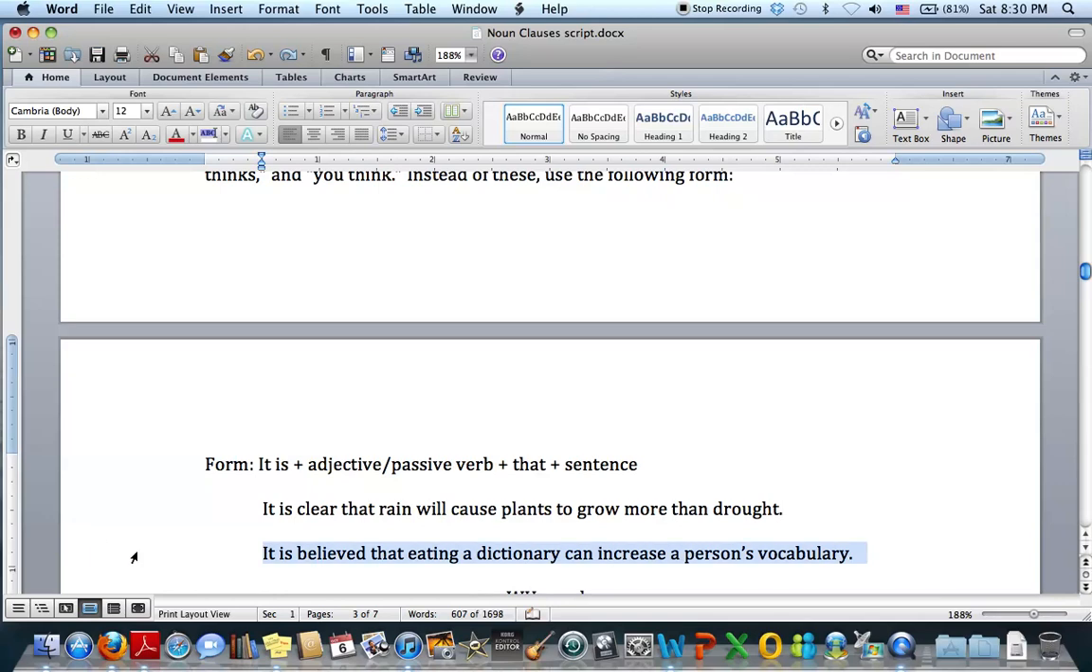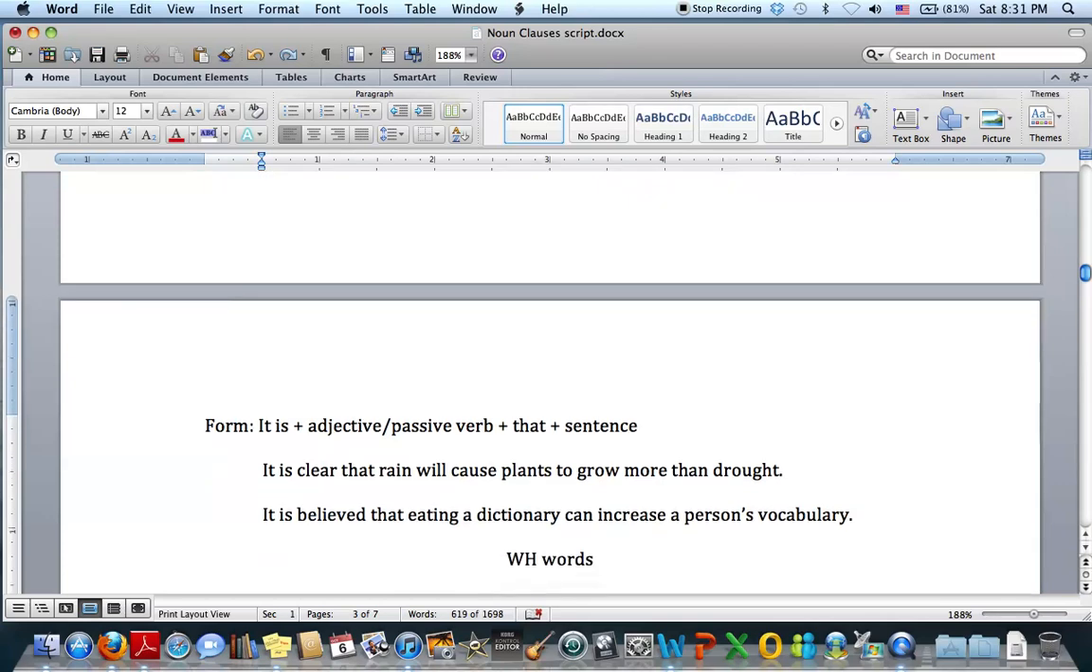Okay, here's another example. It is believed. There we go. Here is the passive verb instead of the adjective in there. It is believed that eating a dictionary can increase a person's vocabulary. I hope you don't believe that, but I know there's some people out there who do. It's the same deal. We've got this it is. Who's the it right here? Who the heck knows? Everybody, you, we, whatever the case might be. Regardless, though, we've eliminated any nasty subject that we're not supposed to use in academic writing.